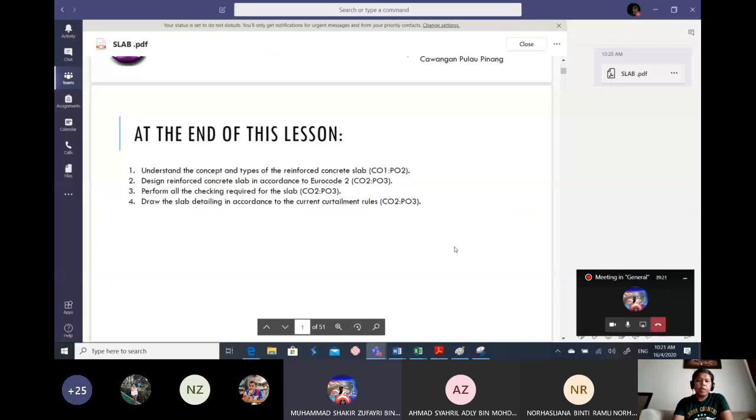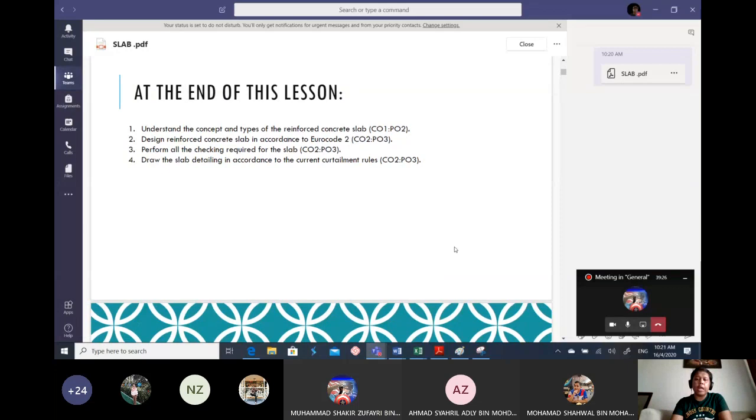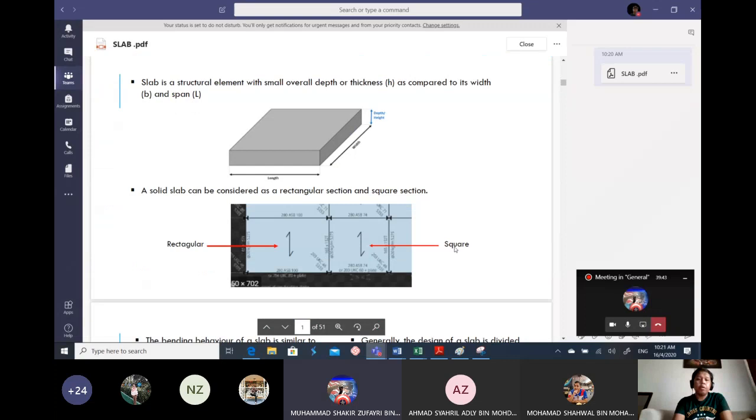Okay, at the end of this lesson, you should understand the concept and types of reinforced concrete slab, design reinforced concrete slab in accordance to Eurocode 2, perform all the checking required for the slab and draw the slab detailing in accordance to the current curtailment rules. Okay, so as an introduction to the slab, what is a slab? In Malay, slab is a bit odd, it is papak konkrit.